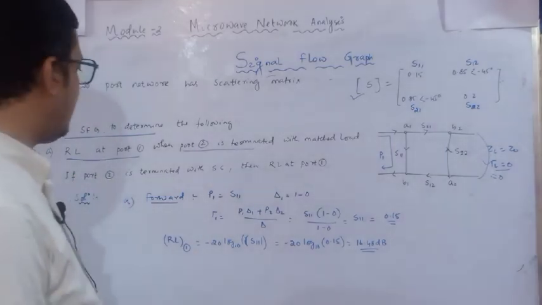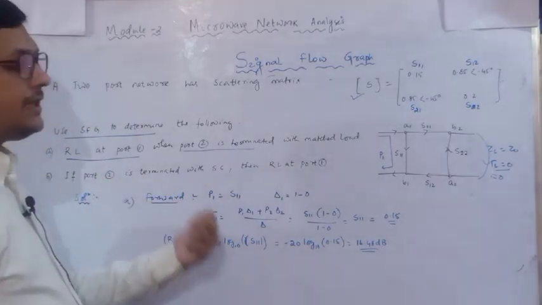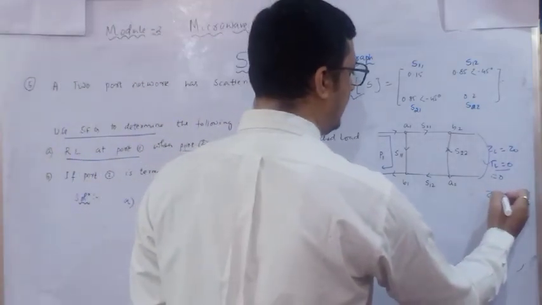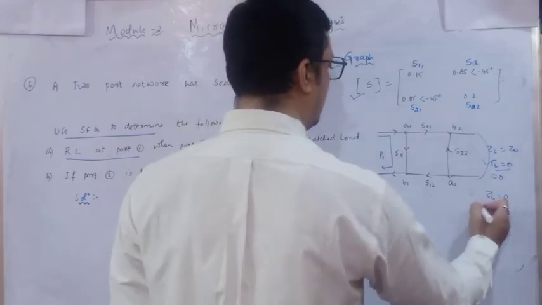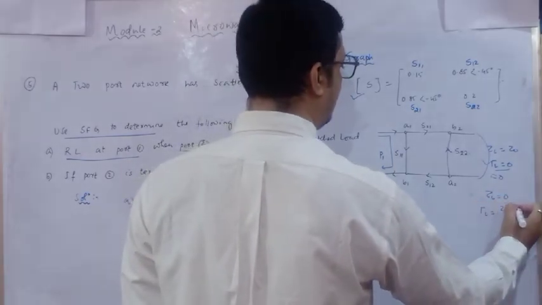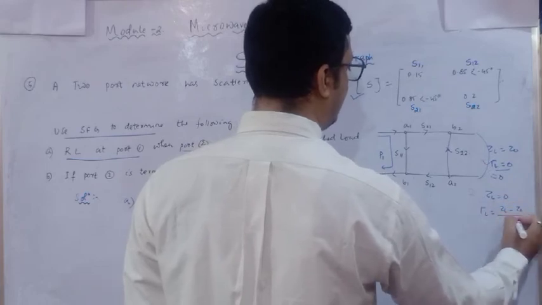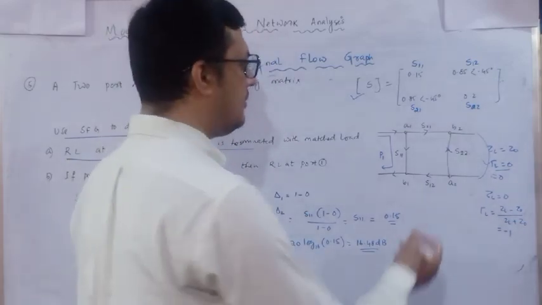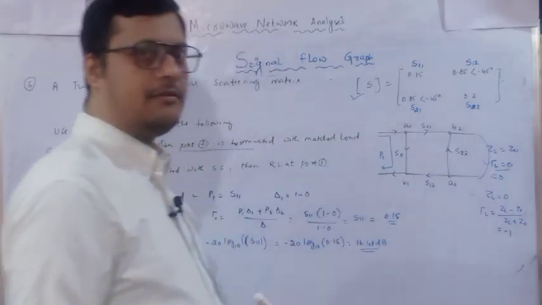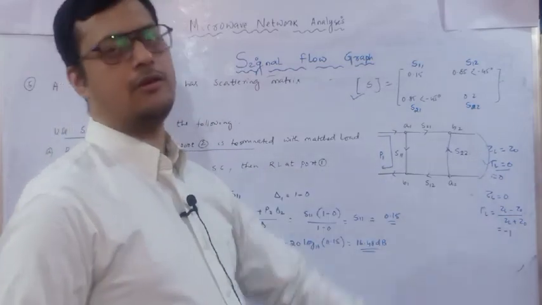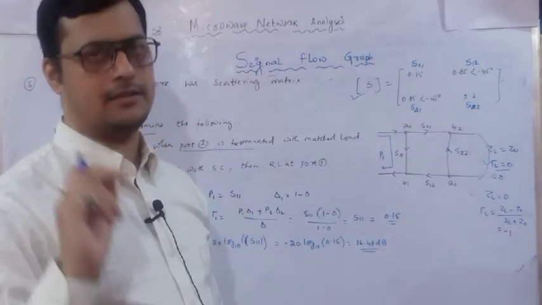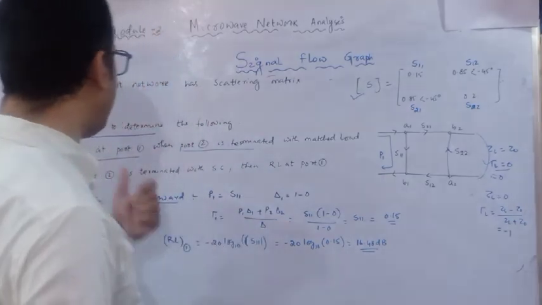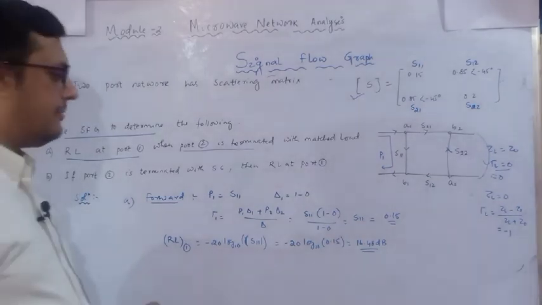Okay. Next, if port 2 is terminated with a short circuit, that means my load is 0. If the load is 0, what will my reflection coefficient be? ZL minus Z0 divided by ZL plus Z0. So the reflection coefficient is minus 1. When the reflection coefficient is minus 1, we have to consider rho L, whose value is minus 1. In that case path 2 will come, the loop will also come, and then we have to determine the return loss. Let me derive this.